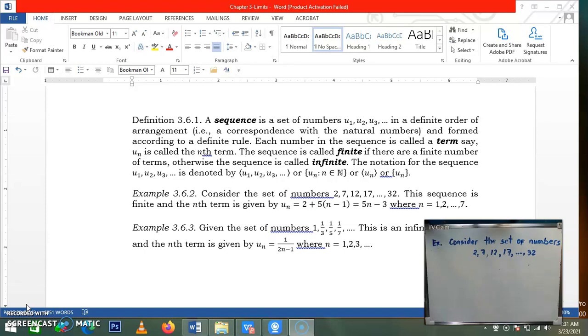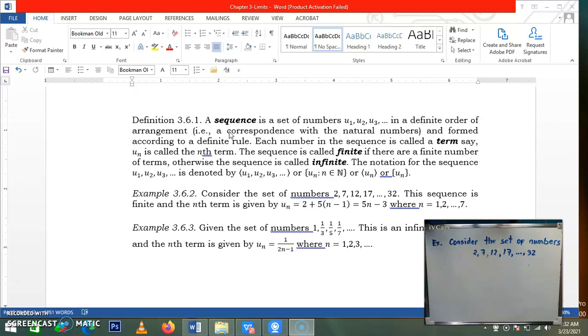The topic for today's video is about sequence. Now in this video, I'm going to define a sequence in terms of a set of numbers and in terms of a function. First, let me define it as a set of numbers.